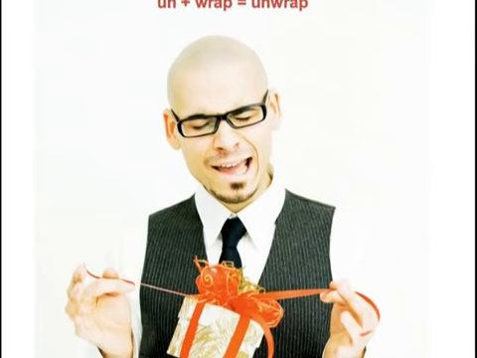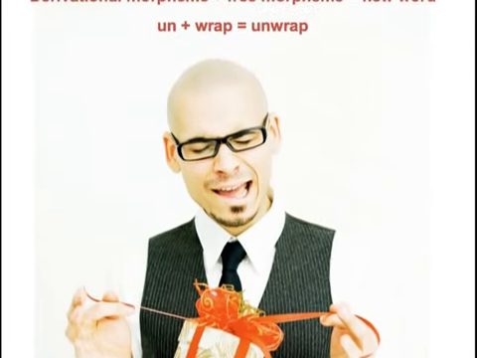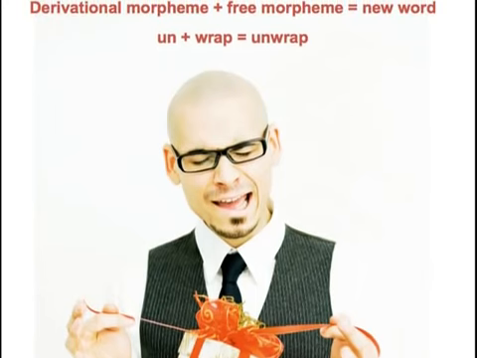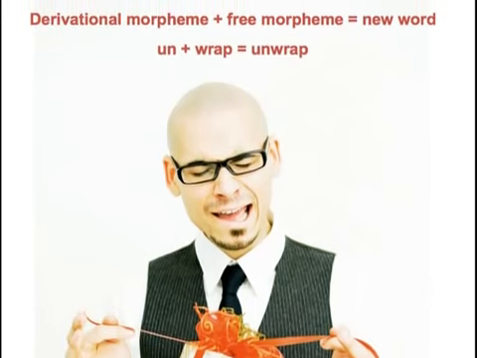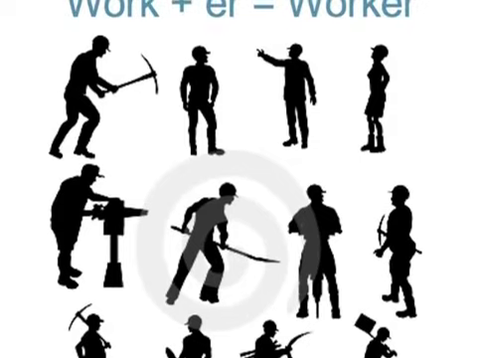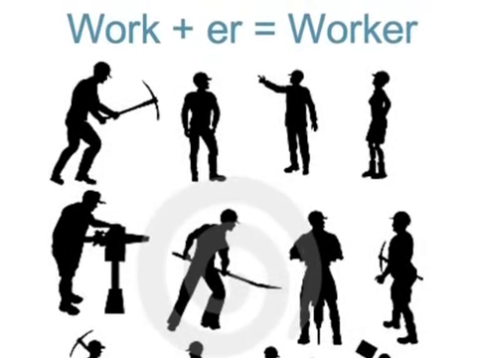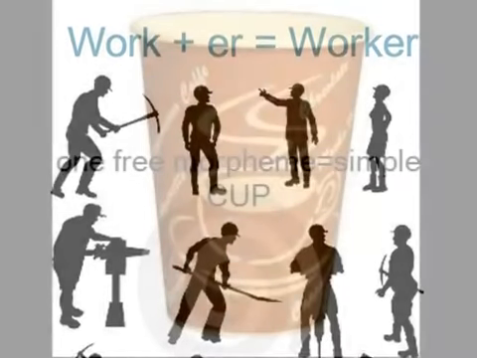Remember when we talked about the word rap earlier? Well, if you add the prefix un to the front of rap, you now have unwrap, which is a completely different action than rap. Some derivational affixes even change the part of speech. If you take the verb work and add the suffix er to the end, you now have the word worker, which is a noun. So not only have you changed the part of speech, but you have changed the concept the reader associates in their mind.